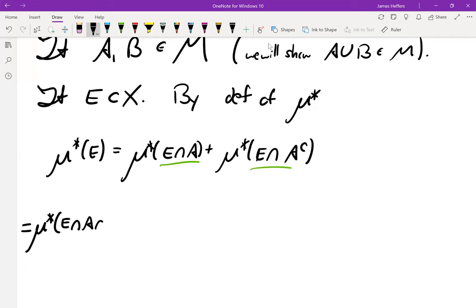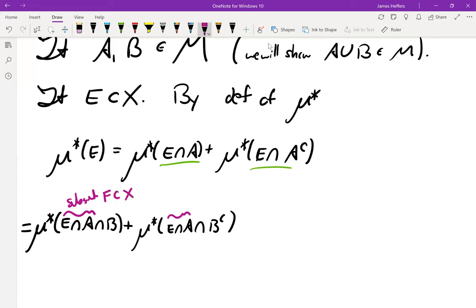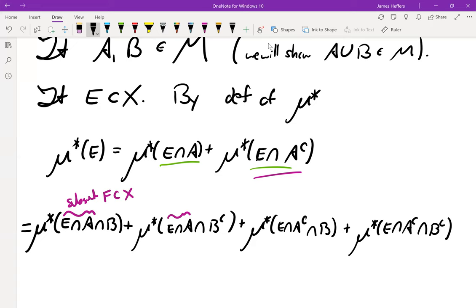We'll have mu star of E intersect A intersect B plus mu star of E intersect A intersect B complement. We know we're going to have the equality here, and it's coming from the definition of an outer measure, because the outer measure has to be true for every subset of X. And you can consider this as still some subset, we'll say F, of X, so it splits apart this way, but it's going to split apart for both E intersect A and E intersect A complement. So now we have E intersect A complement intersect B plus E intersect A complement intersect B complement. And it looks like we made a massive mess here.